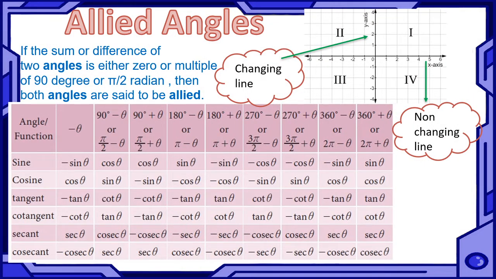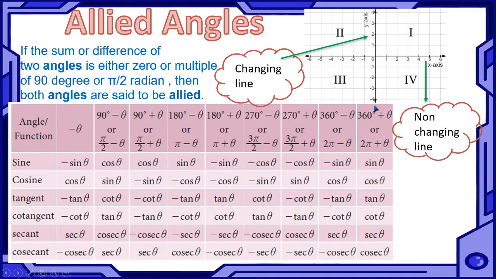Now the most important thing is allied angles. If the sum or difference of two angles is either 0 or multiple of 90 degree or pi by 2 radian, then both angles are said to be allied. Here students, look at this Cartesian plane. This x-axis line is known as non-changing line, and this line y is called as changing line.